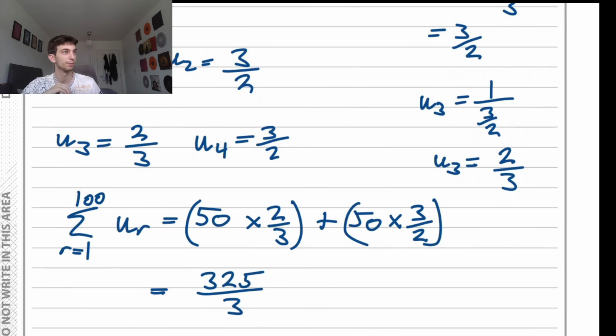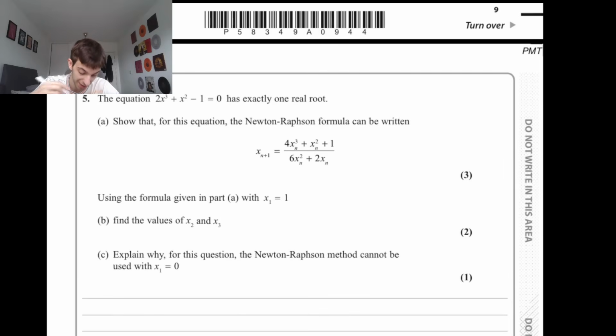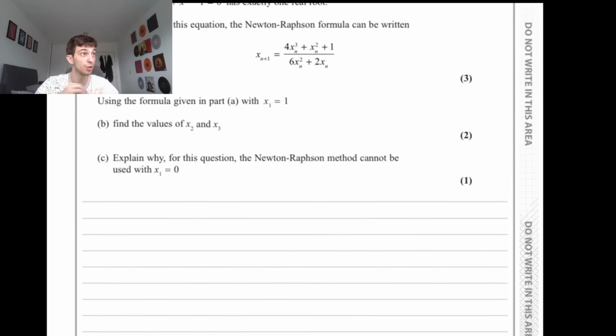On to question 5. Okay, so on to question 5, we have a Newton-Raphson question. We're told the equation 2x cubed plus x squared minus 1 equals 0 has exactly one root. For part A, we have to show, for this equation, the Newton-Raphson formula can be written as xn plus 1 equals 4xn cubed plus xn squared plus 1 over 6xn squared plus 2 times xn.